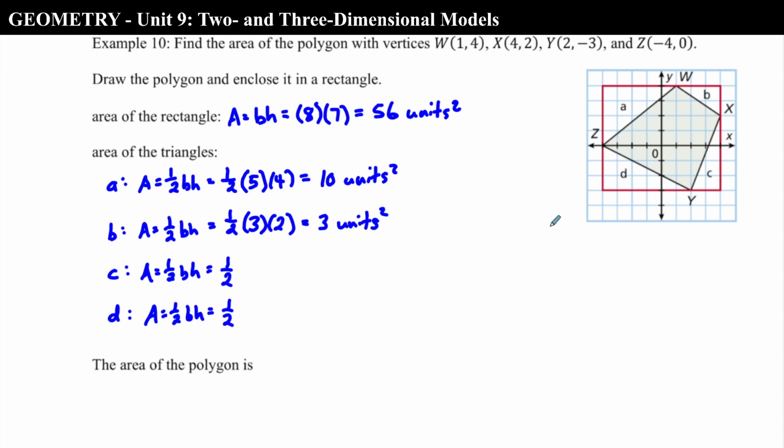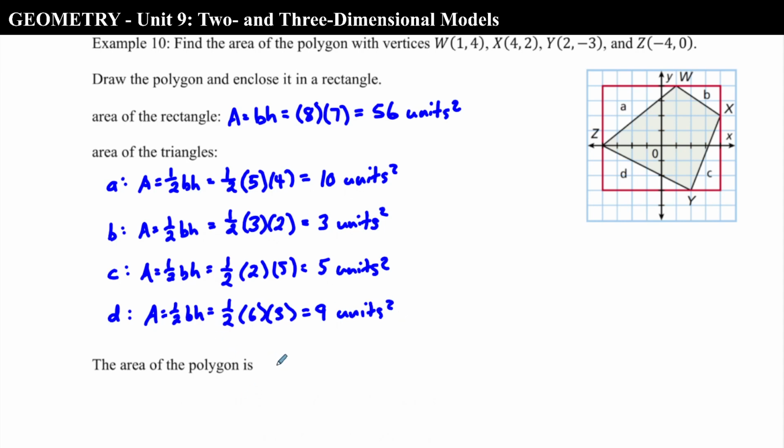For triangle C, our base is 2. Our height is 1, 2, 3, 4, 5. So base of 2, height of 5, we get 5 square units. And then for D, we have base of 1, 2, 3, 4, 5, 6, and a height of 3. So 6 times 3, which is 18. Half of 18 gives us 9 square units.